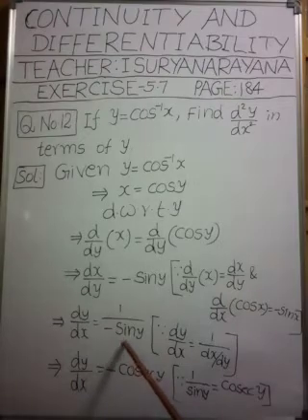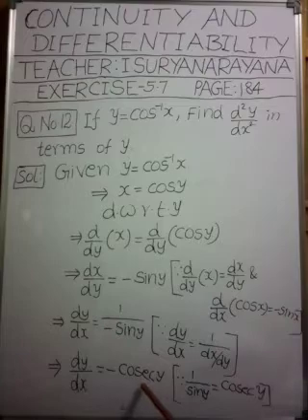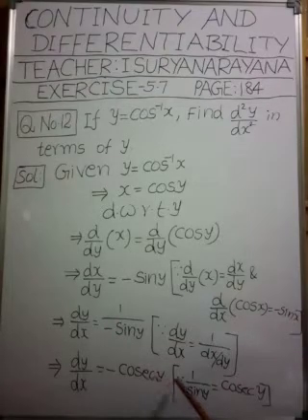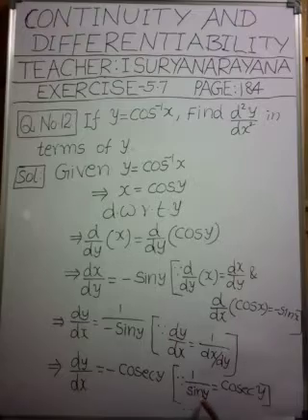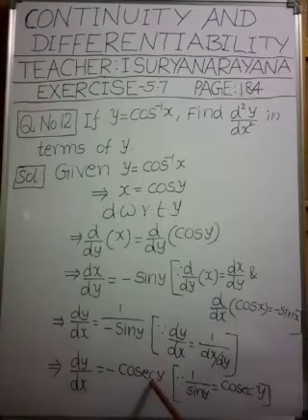What is 1 by sin y value? Cosecant y. So, minus cosecant y. Understood this RHS part, my children? Because 1 by sin y is equal to cosecant y. By using this result, I wrote this term. Understood, my children? Right.